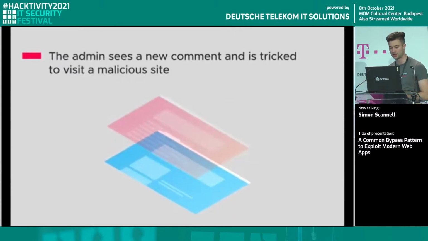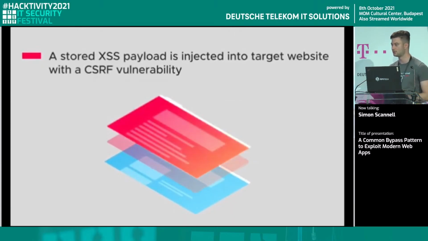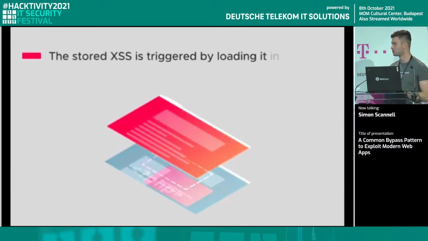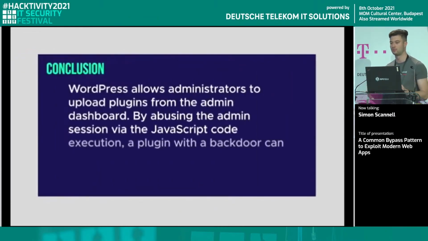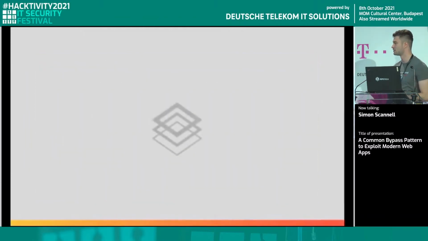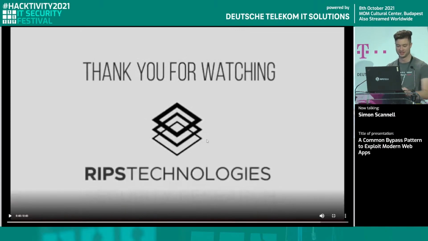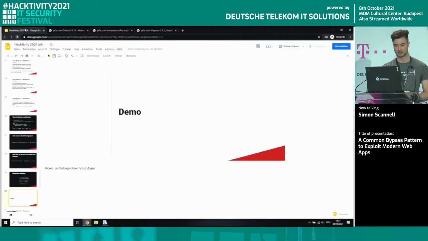They visit the attacker page, and then the CSRF payload is used to create an XSS payload. And then because we're already on the attacker page, we just load the comment in a hidden iframe to trigger the XSS. And then we upload a plugin from within the admin dashboard using the JavaScript code. And then we got the code execution. And we took over a full WordPress instance just by having the admin click on a link.